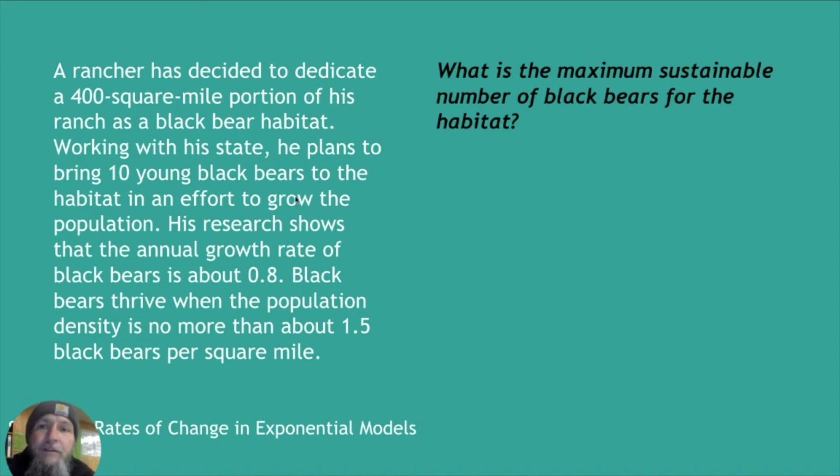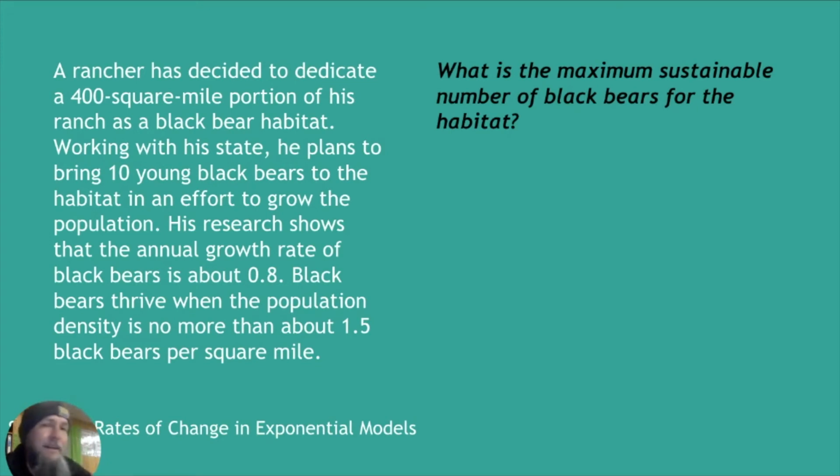So let's look at the situation. The scenario is that a rancher has decided to dedicate a 400 square mile portion of the ranch as a black bear habitat. And he works with the state, and he plans to bring 10 young black bears to the habitat in an effort to grow the population. His research shows that the annual growth rate of black bears is about 0.8, and black bears thrive when the population density is no more than 1.5 black bears per square mile.